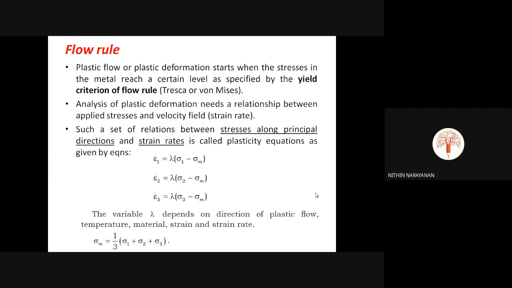So lambda is a constant which depends on the direction of the plastic flow, the temperature, the environment, the material used, the strain, and the strain rate. And again, sigma m is the mean value of the principal stresses, that is equal to 1/3 of sigma 1 plus sigma 2 plus sigma 3.